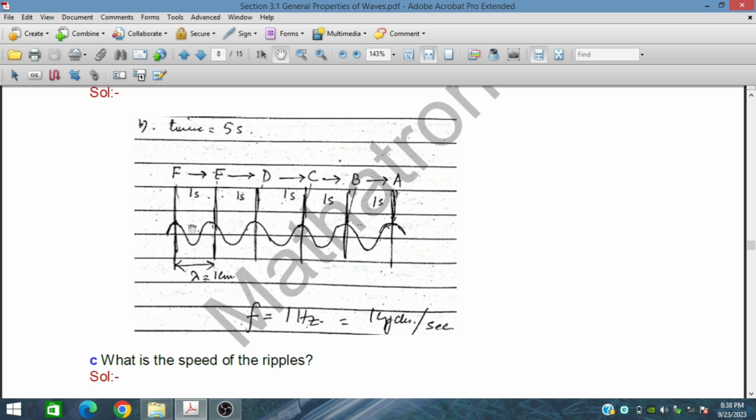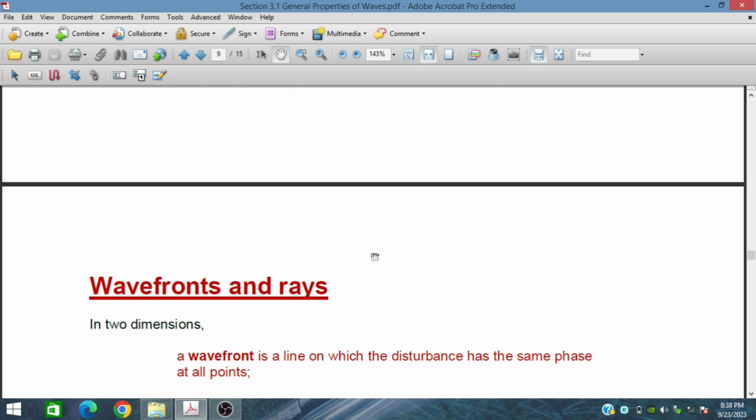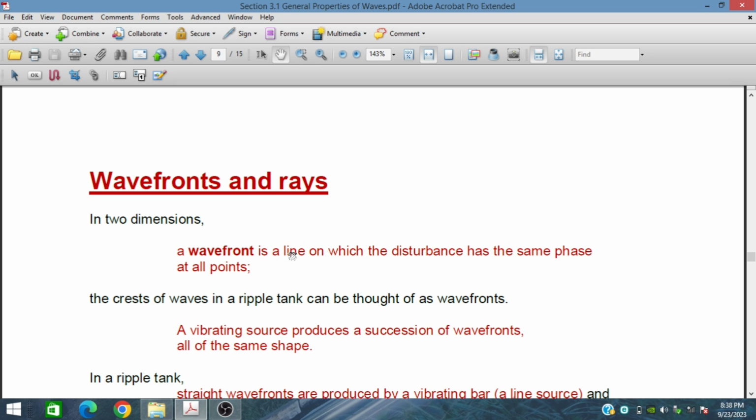All the crests have been considered here. Similarly, all the troughs can also be considered. But in that case, if one trough is considered, then all the troughs should be considered. No crest will be considered in that case. So in this way, wavefronts are produced. A wavefront is not any line, but an imaginary line, just in our mind, on which the disturbance has the same phase at all points.